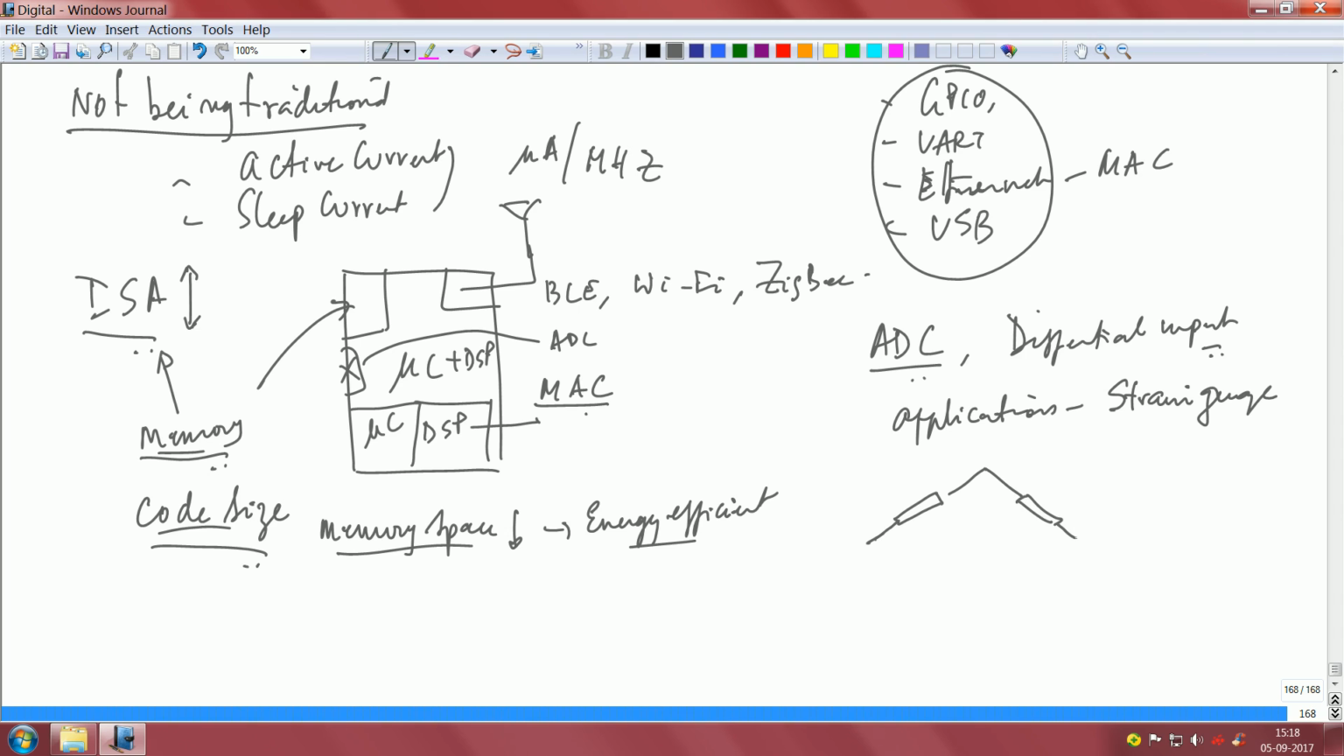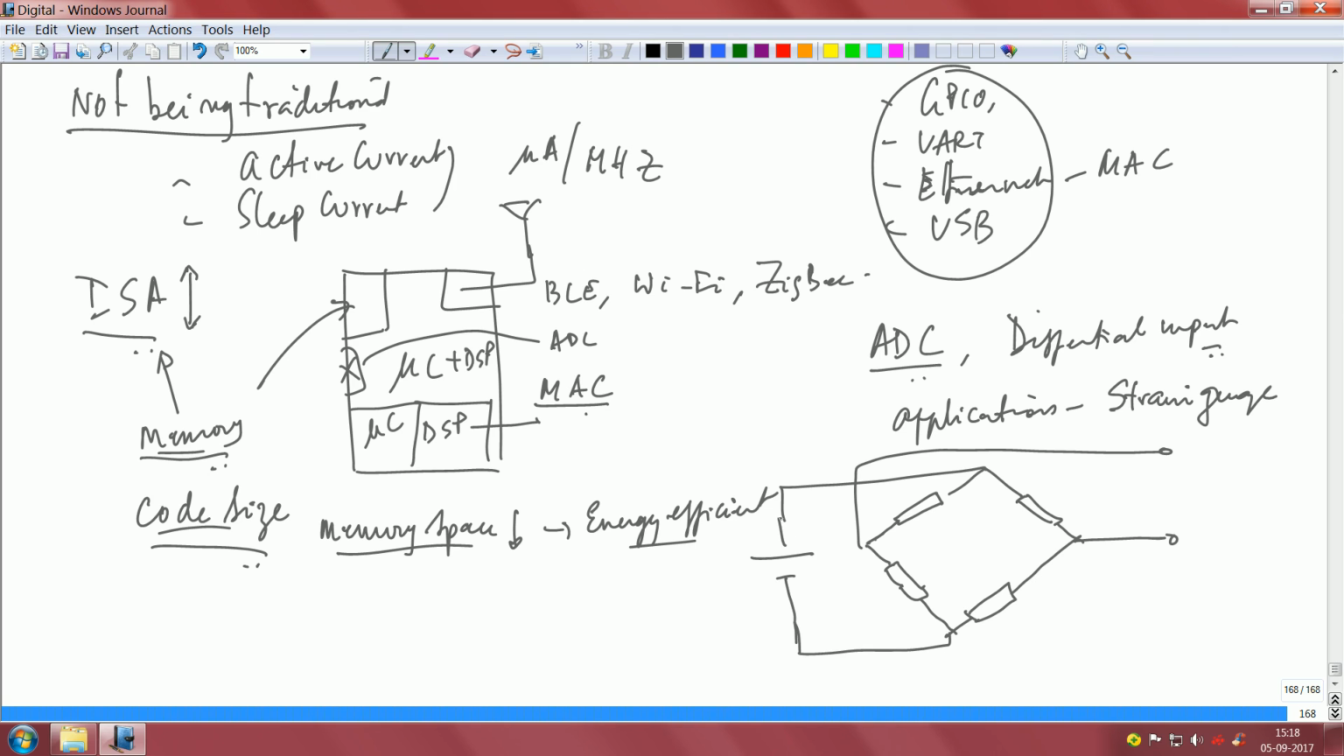In other words, there are 4 resistors. You take the output from here, and here you apply the excitation voltage. This is the excitation voltage.